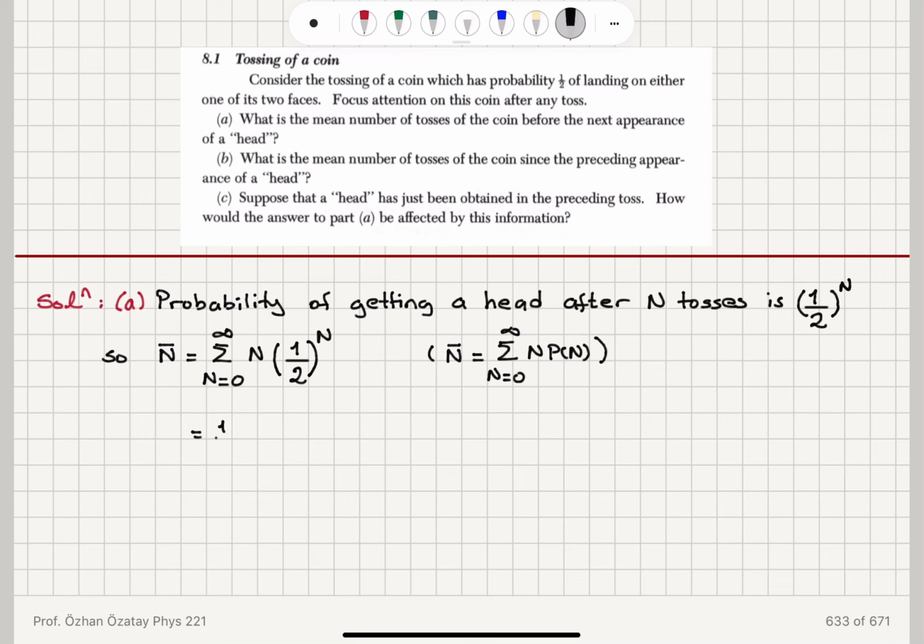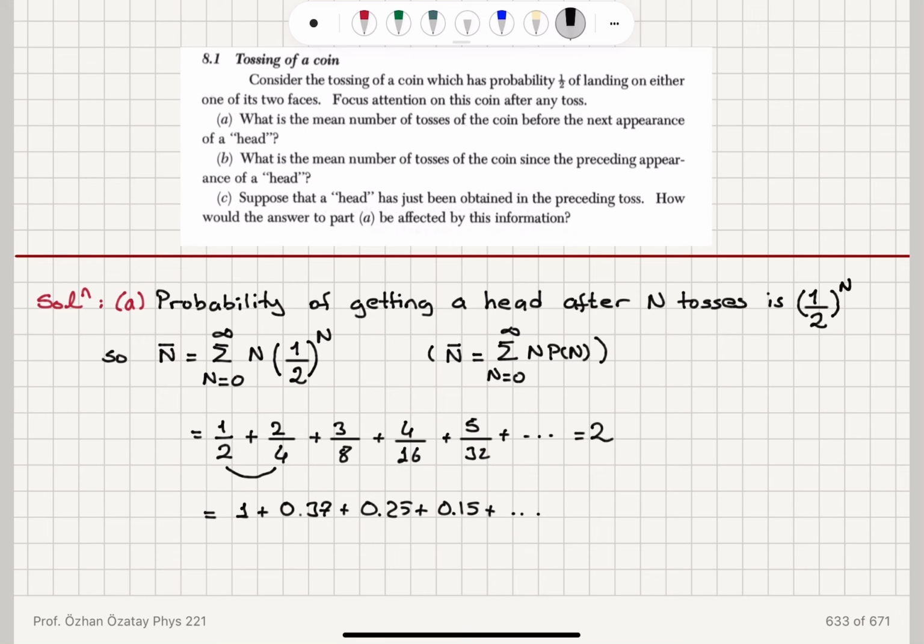If you plug in the numbers here, n equals 0, and then n equals 1, we obtain 1/2, n equals 2, we obtain 2/4, n equals 3, we obtain 3/8, n equals 4, we obtain 4/16, n equals 5, 5/32, etc. This gives us 1 plus, so these two add up to 1, 0.37, 0.25, 0.15, etc. And this sum adds up to 2. Or it basically converges to 2.